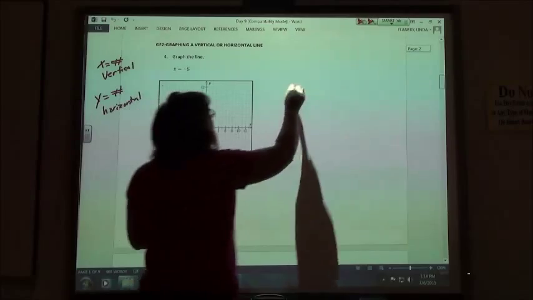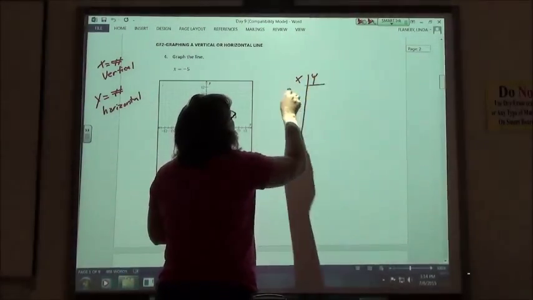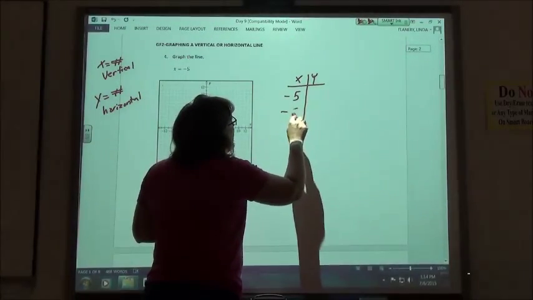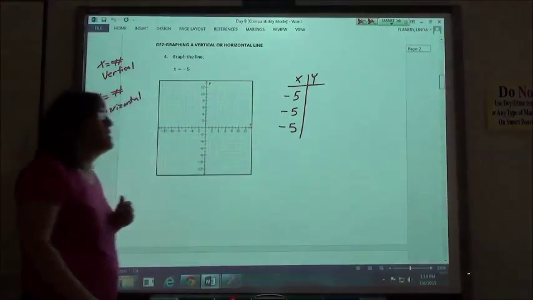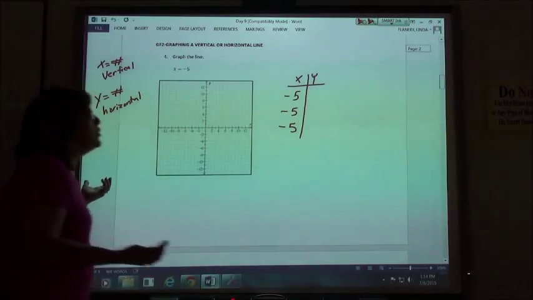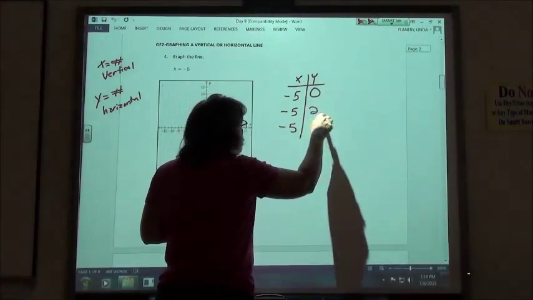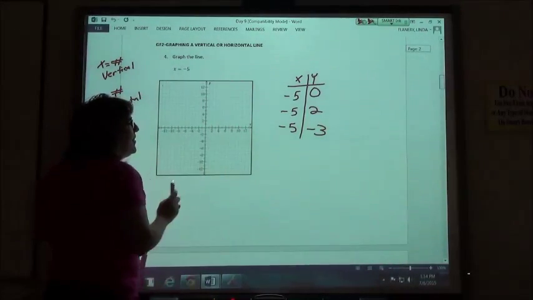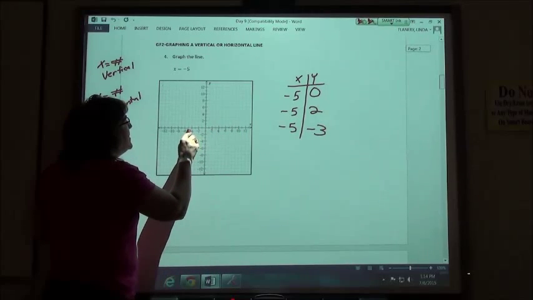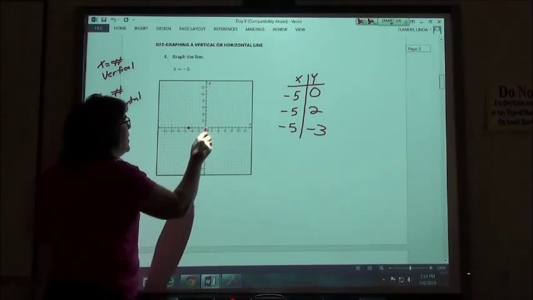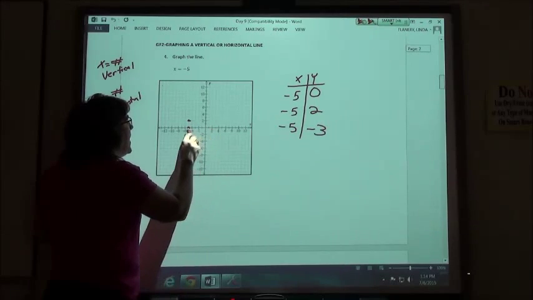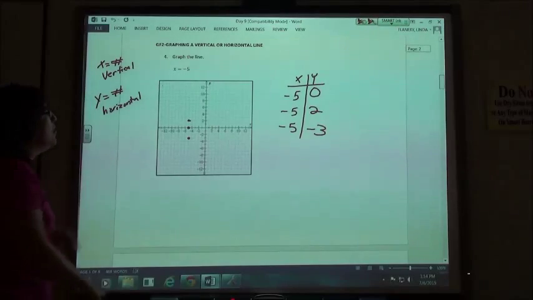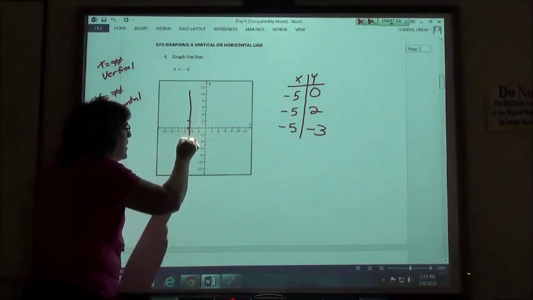What happens here, if I would make a table and it tells me x equals -5, it means every single point in my table would have to have an x value of -5. The y values could be anything. Could be 0, could be 2, could be -3, whatever I want them to be. So if I plot those points, -5, 0, back 5 and up 0, -5, 2, -5, -3. Notice all my dots end up lining up in a vertical line, straight up and down.